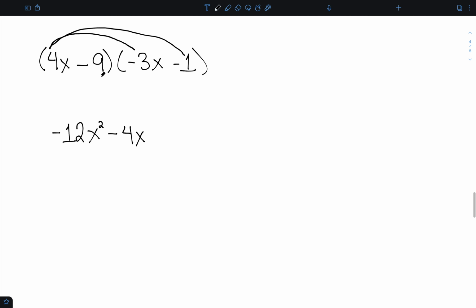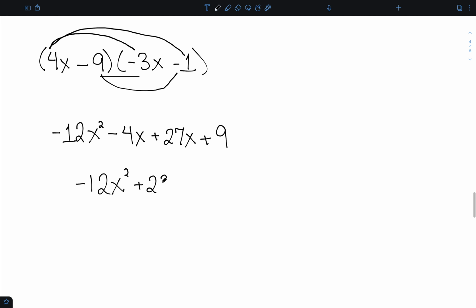And now we're at the end of the second parenthesis. So then we move on to the next term in the first parenthesis, negative 9. Negative 9 times minus 3x is going to be plus 27x. And then negative 9 times negative 1 is plus 9. We can then combine like terms. We have minus 4x plus 27x, which would be positive 23x. So my solution is negative 12x squared plus 23x plus 9.